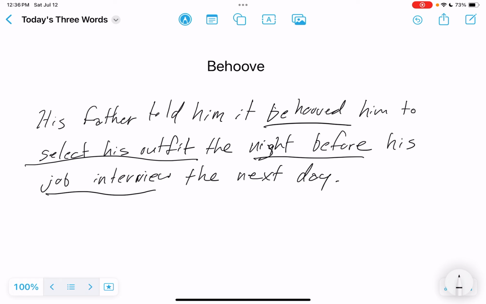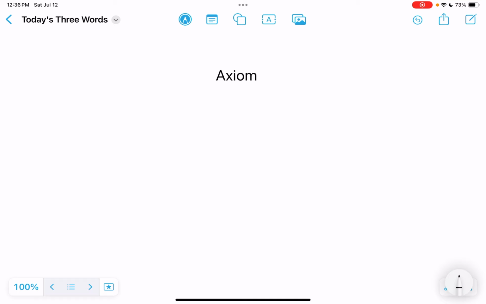All right, let's move on to axiom. An axiom is a noun, a word that represents a person, place, or a thing, and it means an established rule or principle. Okay, let's see what we can come up with for axiom.